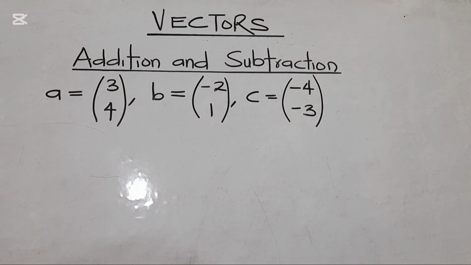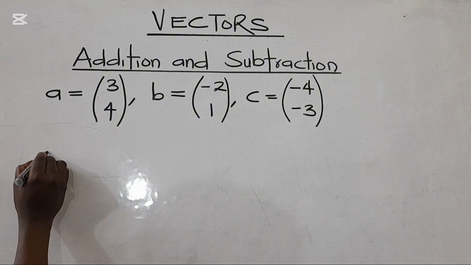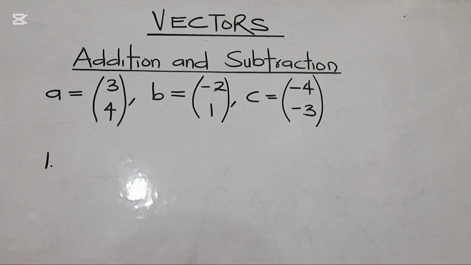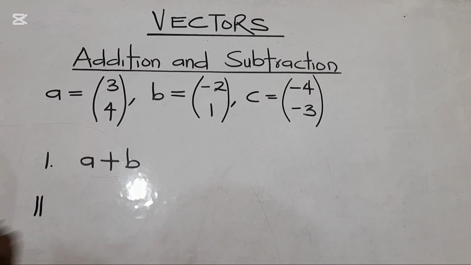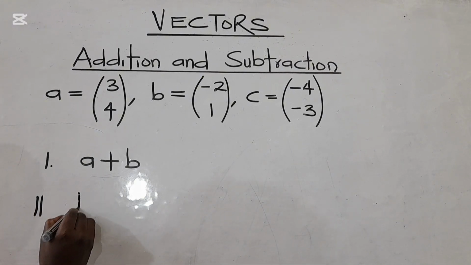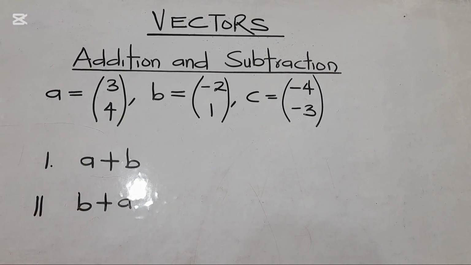Okay, now we want to look at how to add and subtract vectors. Let's take an example here. Question one, add the following vectors. Let's just do the following. Say A plus B, and B plus A. Let's see these first ones, A plus B.